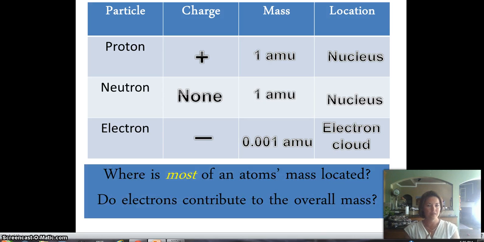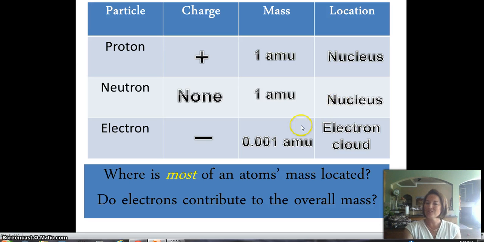So let me ask you a few things. Where, based on this information, is most of an atom's mass located? What location within an atom are we going to find the majority of an atom's mass? Well, I hope you said the nucleus, because the protons and the neutrons, both with a mass of 1 AMU, are found in the nucleus, and that is where most of an atom's mass will be located.